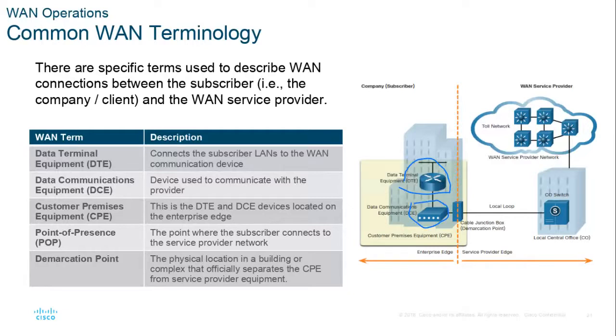These days, the data terminal equipment is your home router. It's going to be your home router. And the data communication equipment is the DSL modem or cable modem. Now, these two devices may be combined into one box. The cable company and the phone company both are starting to do this. This is the customer premise equipment.